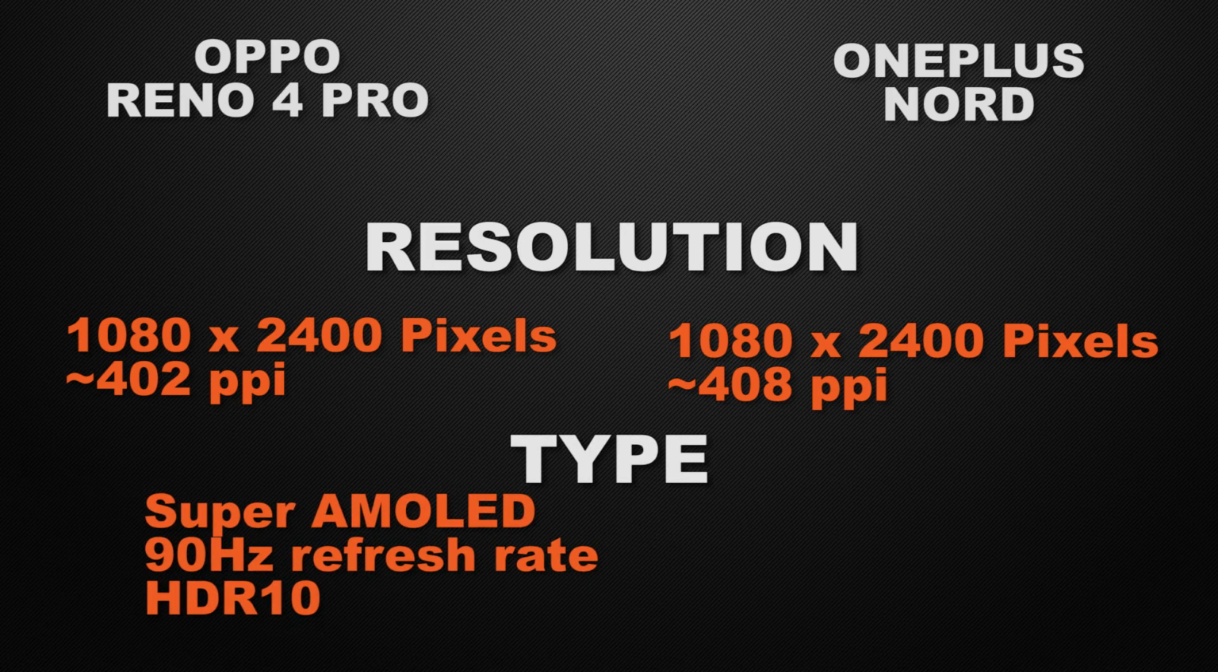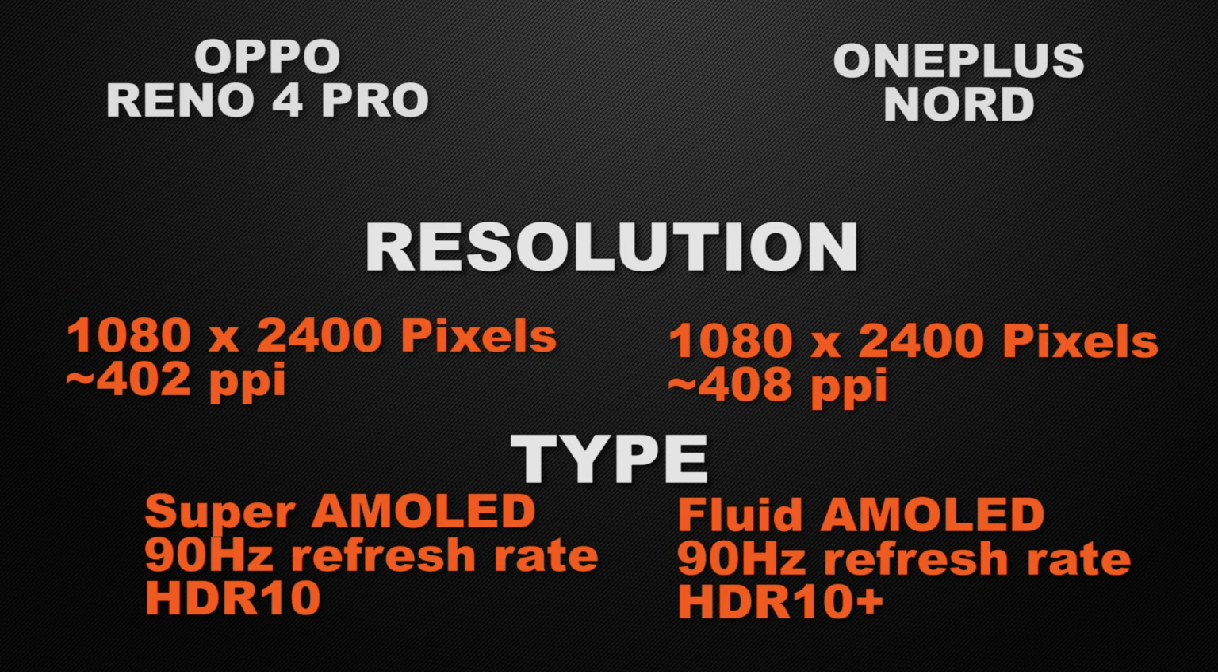Reno 4 Pro has a Super AMOLED display with a 90Hz refresh rate and HDR10 support. And OnePlus Nord has a Fluid AMOLED display with a 90Hz refresh rate and HDR10+. So the winner here is OnePlus Nord, because Fluid is much better than Super AMOLED.